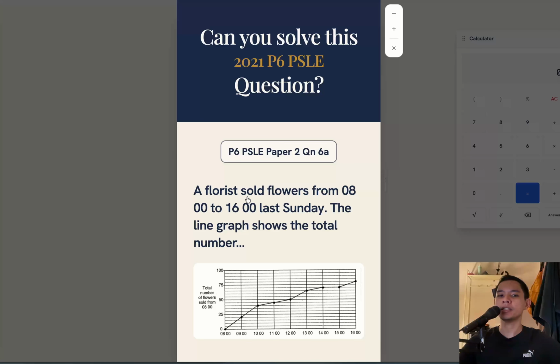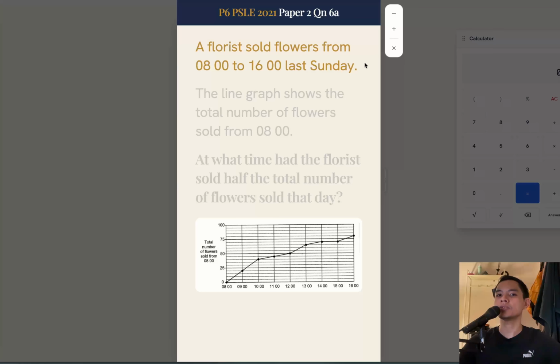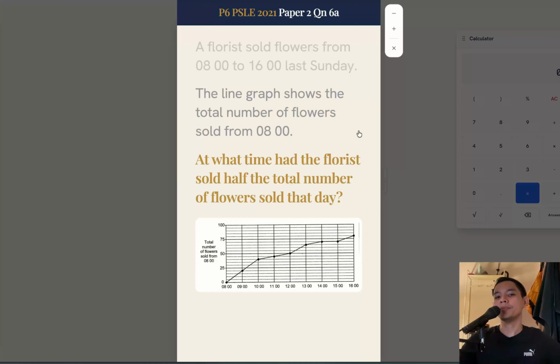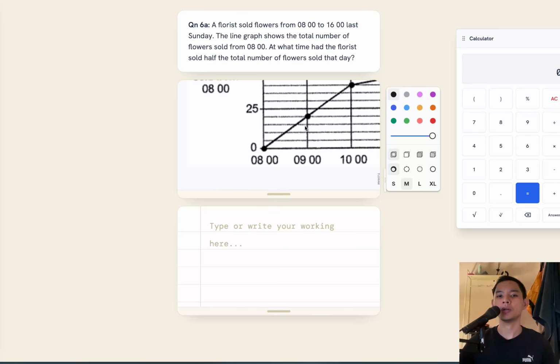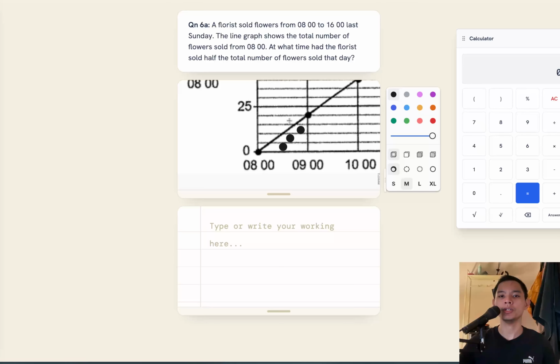Question 6, part A. A florist sold flowers from 0800 to 1600 last Sunday. The line graph shows the total number of flowers sold from 0800. What time had the florist sold half the total number of flowers sold that day? In this question, we need to know how many gaps. 1, 2, 3, 4, and 5. So 5 gaps is equal to 25, and 1 gap is equal to 25 divided by 5, which gives us 5.